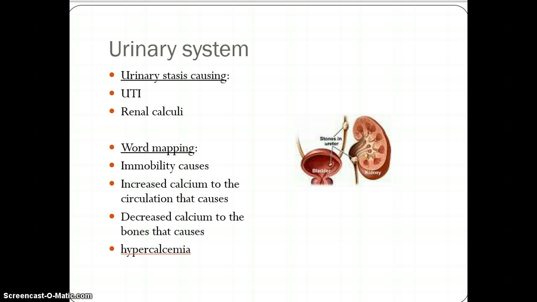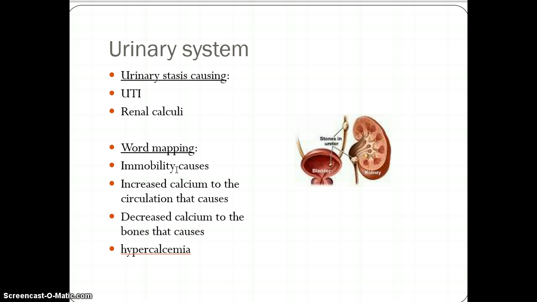In the urinary system, we know urinary tract infections and stones or renal calculi are a result of urinary stasis. If I lay in bed, I'm not drinking, and I am simply rolling to get on a bedpan, I have stasis of urine that can lead to other more serious conditions. As we look at our word mapping for this one, immobility causes increased calcium to leave the bones and come to the circulation. That decreased calcium to the bones causes a condition called hypercalcemia, or more calcium in that blood.